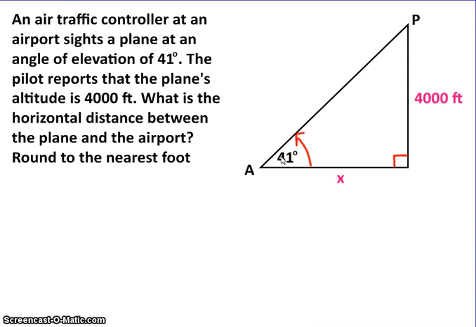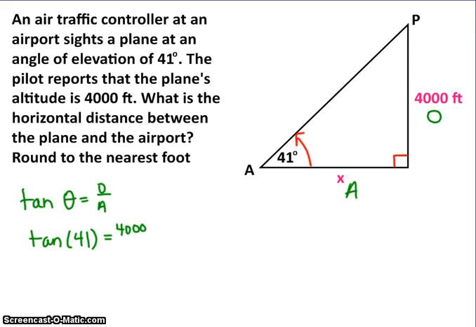From the angle of A, I have the opposite and the adjacent side. The hypotenuse is not given to us, nor are we looking for it, so we're not going to use the hypotenuse. So we are going to use tangent here, and we know that tangent of theta is opposite over adjacent. So the tangent of my angle, 41, is equal to the opposite, which is 4,000 feet, over x. So when x is up high, you multiply. When x is down low, you divide, you know? So x equals 4,000 divided by the tangent of 41.